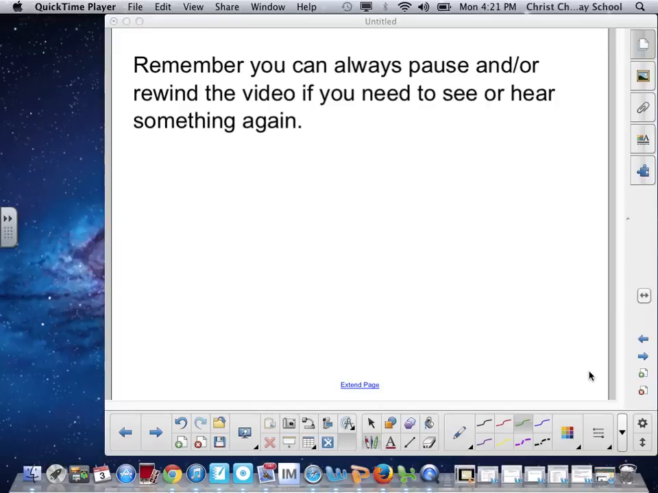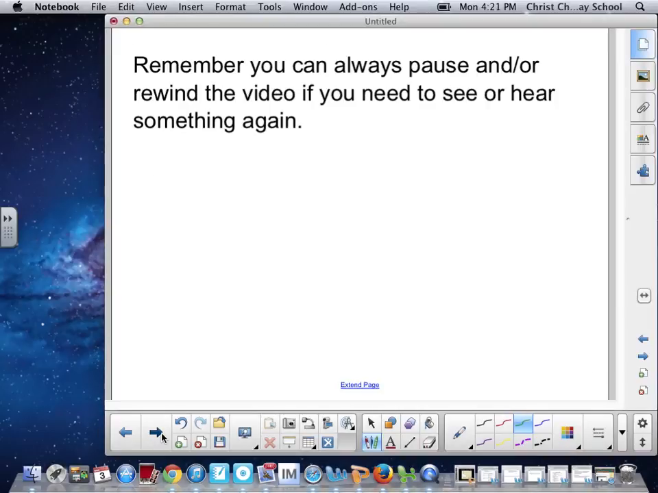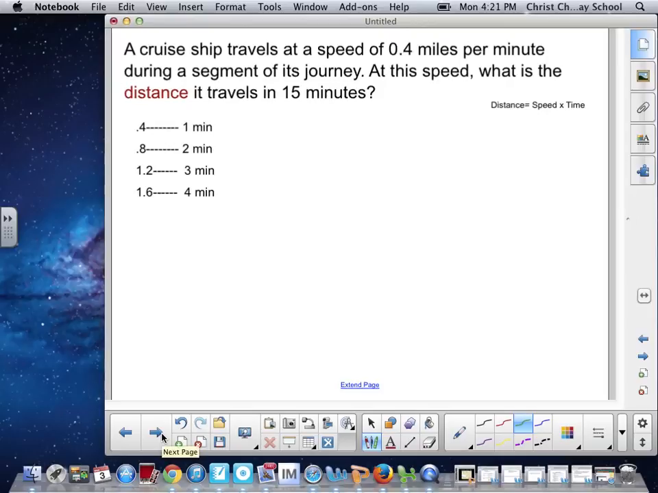Here we go. We have a word problem here dealing with speed. Please follow along as I read. A cruise ship travels at a speed of 0.4 miles per minute during a segment of its journey. At this speed, what is the distance it travels in 15 minutes?